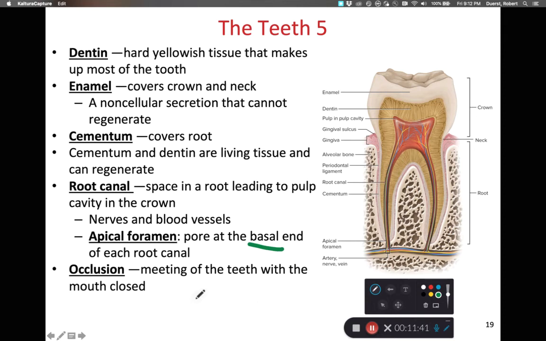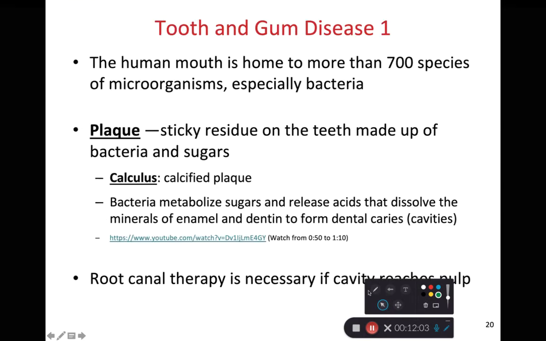When we close our mouth and our teeth match up just perfectly, there's a special term that describes that perfect matching up of our teeth, and that is occlusion. We want our teeth to be occluded. If we have too much of an overbite, an underbite, or a side bite, we don't have proper occlusion, and then it's very difficult for us to chew our food and mechanically digest it.